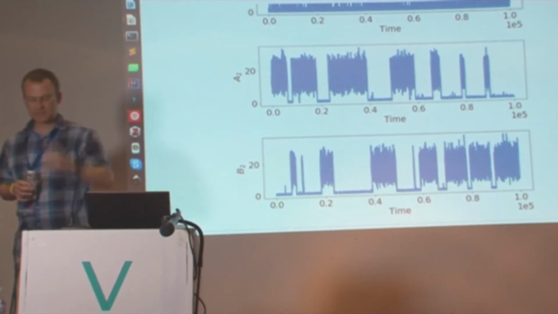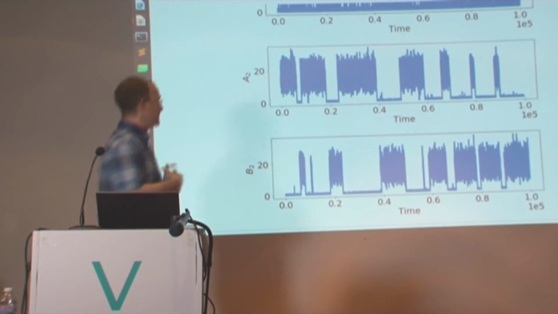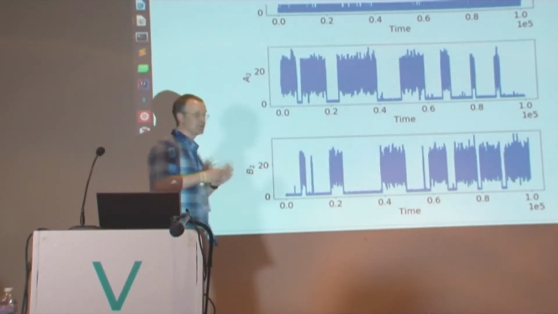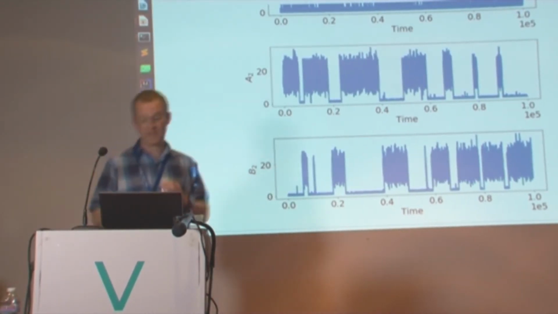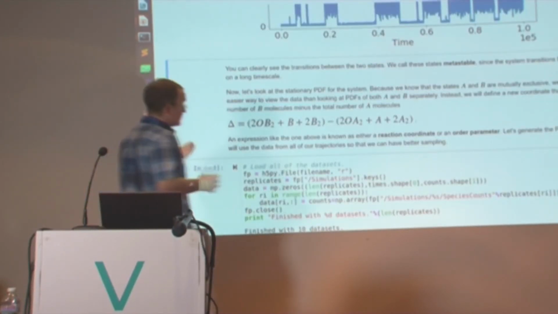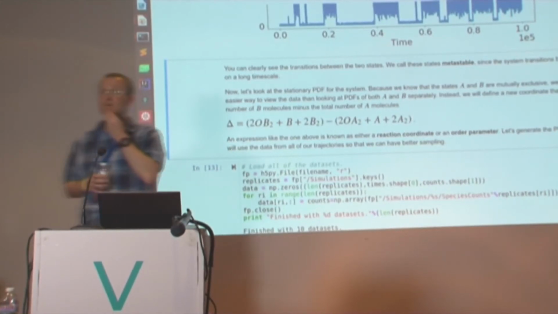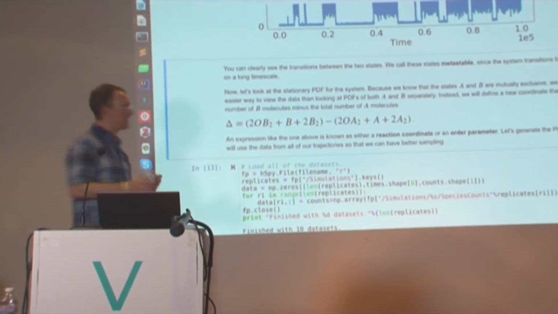So a lot of times we'll make what is called a reaction coordinate or an order parameter, something that describes the system in, say, one dimension in a way that's more informative for us. So here we're going to do the same thing. We don't really care about the number of A's or B's. What we care about is the switching between the states.